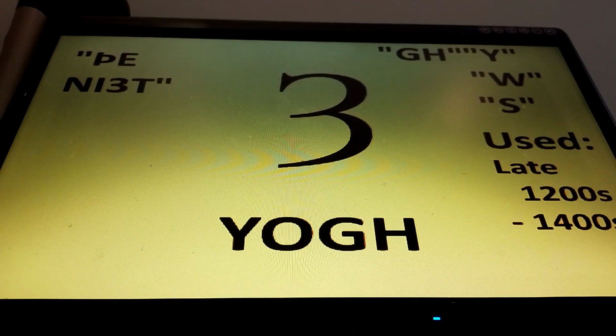The final letter that I want to talk about is yogh. So the yogh made a multitude of sounds, including ch, y, w, and S. And the yogh was used between the 1200s and the 1400s, and an example sentence where you would see the yogh is, for example, "for night."